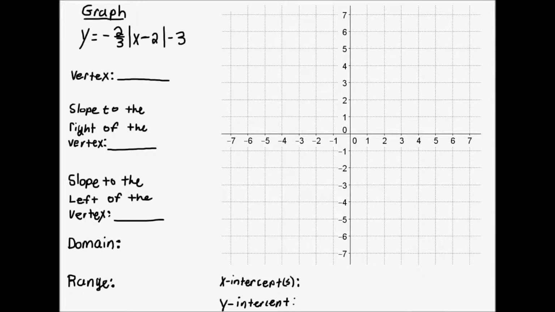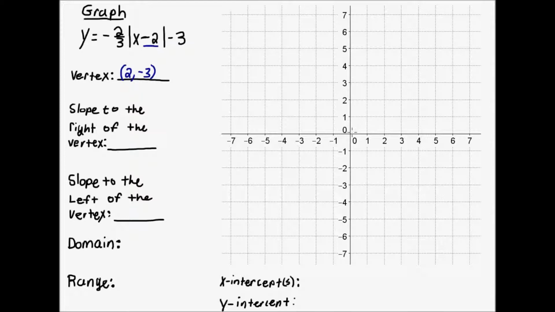Okay, in this video I'm going to graph the equation y equals negative 2/3 times the absolute value of x minus 2, minus 3. So the first thing I need to do is identify the vertex. If you'll recall, I need to switch the sign of this number to get the x component of the vertex. So instead of negative 2, I'm going to have positive 2, and then the y component is simply negative 3.